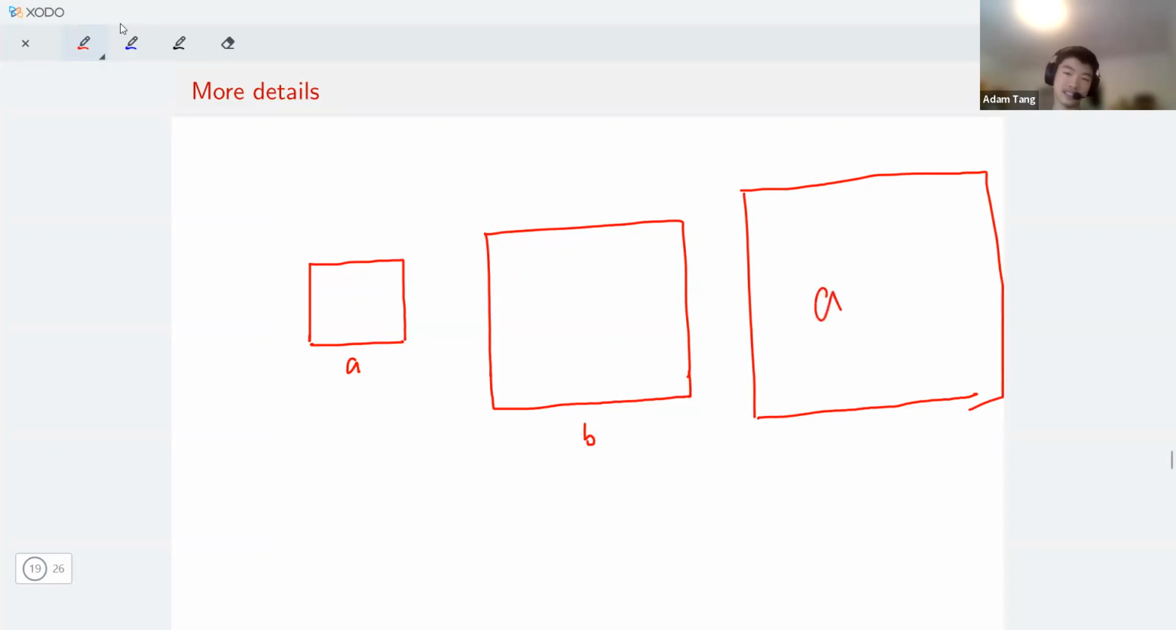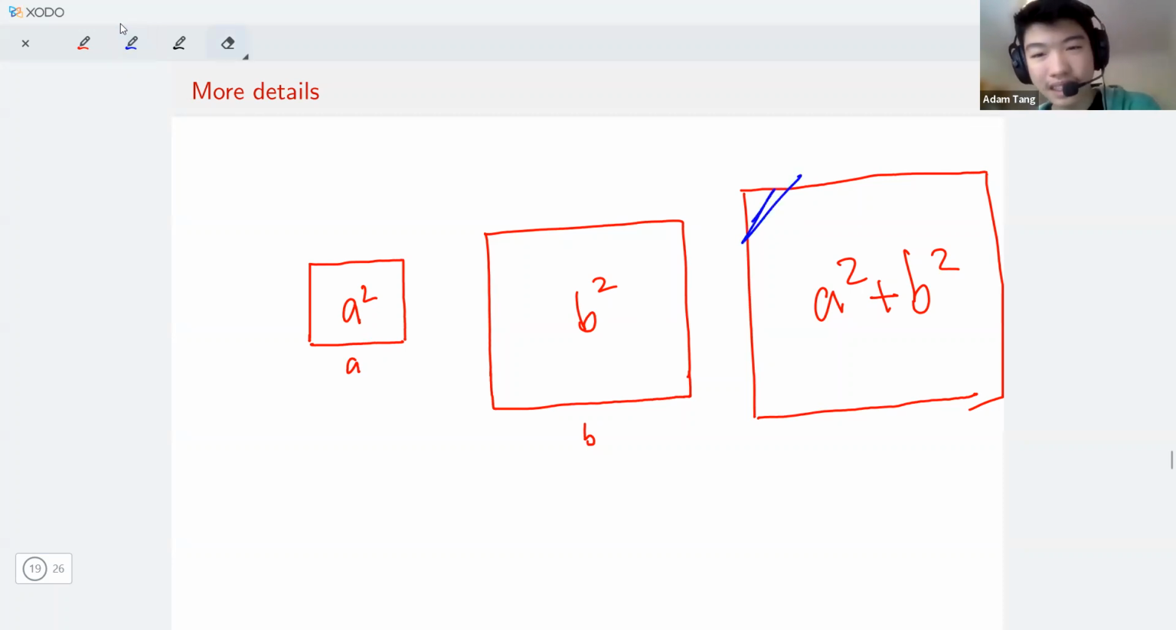So the area of this square is a squared plus b squared, because the area of this square is a squared, and the area of this square is b squared. So somehow when you combine them with pieces, the remaining shape has area a squared plus b squared. And that might ring a bell, because a squared plus b squared, that must be the Pythagorean theorem. So we can take some inspiration.